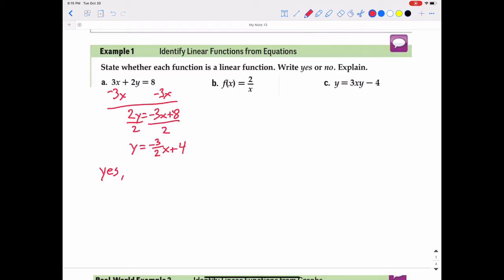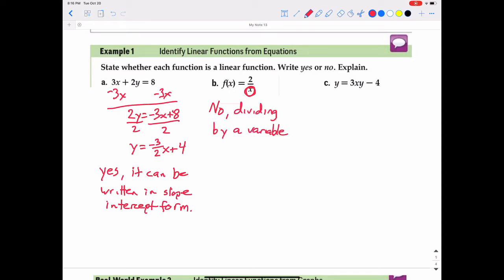And we would have to give a reason. And the reason, if it's a linear function, there's really only one reason that we can have here, is that it is in slope-intercept form. So yes, and the reason is it can be written in slope-intercept form. Part B, is that going to be a linear function? And the answer is no. And do you recall why it's no? It's because we have a variable in the denominator. You should not divide by a variable. And part C, is this going to be a linear function? And the answer to this one is also no. And the reason has to do with two of the variables being multiplied together.